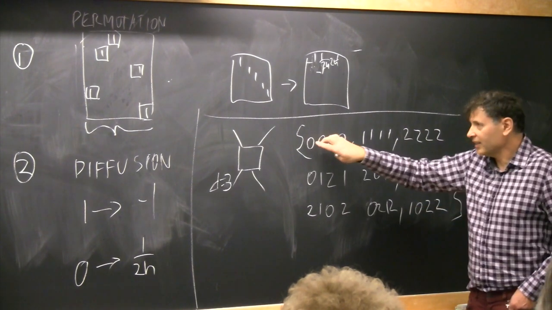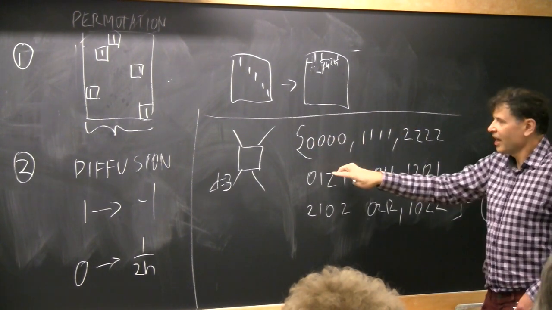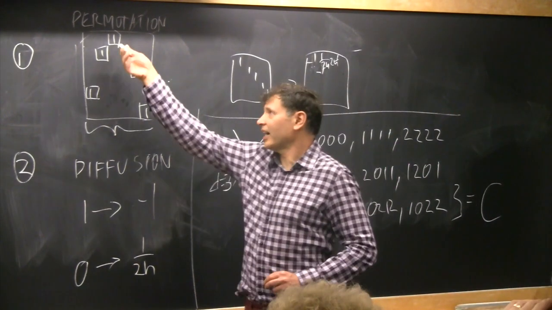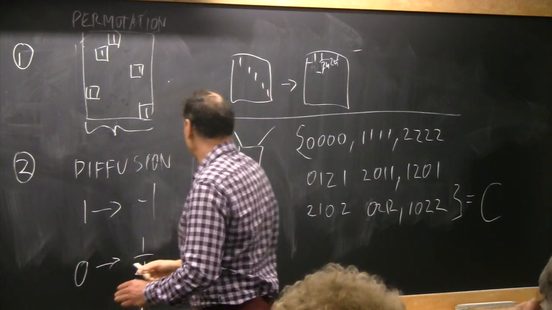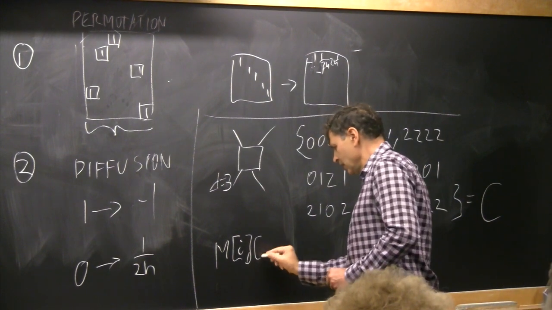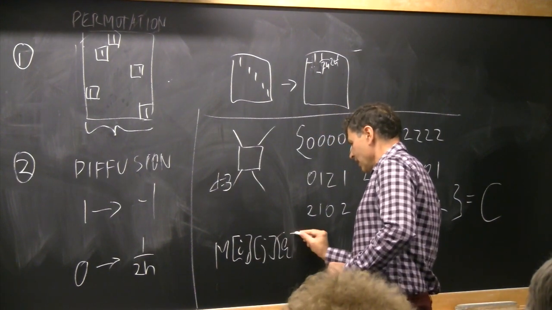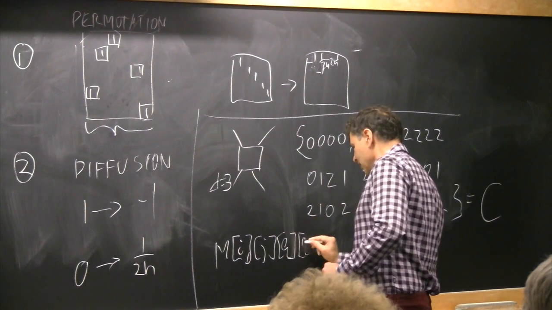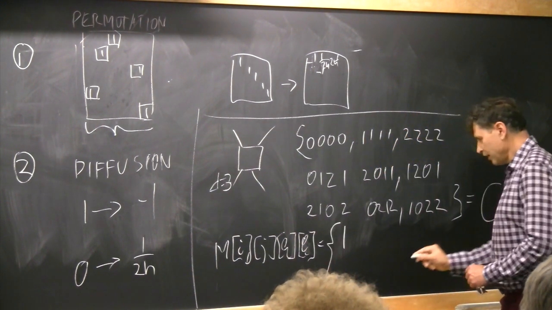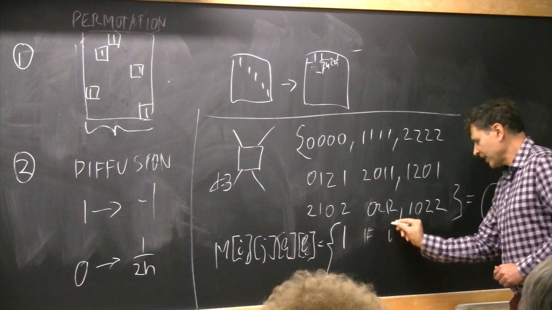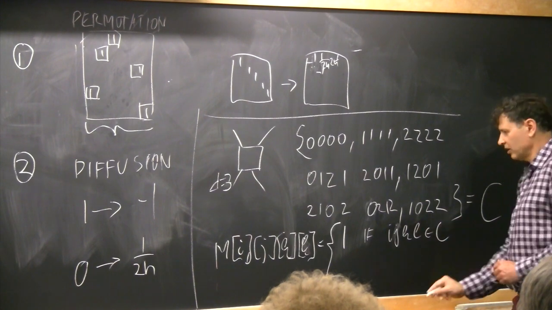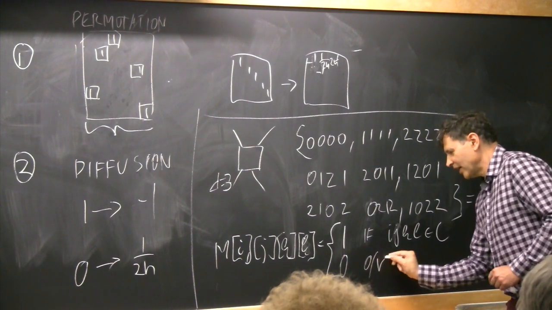And now I interpret these as the ones. So where are the ones? Well, M of I J K L is 1 if IJKL is in the code and 0 otherwise.